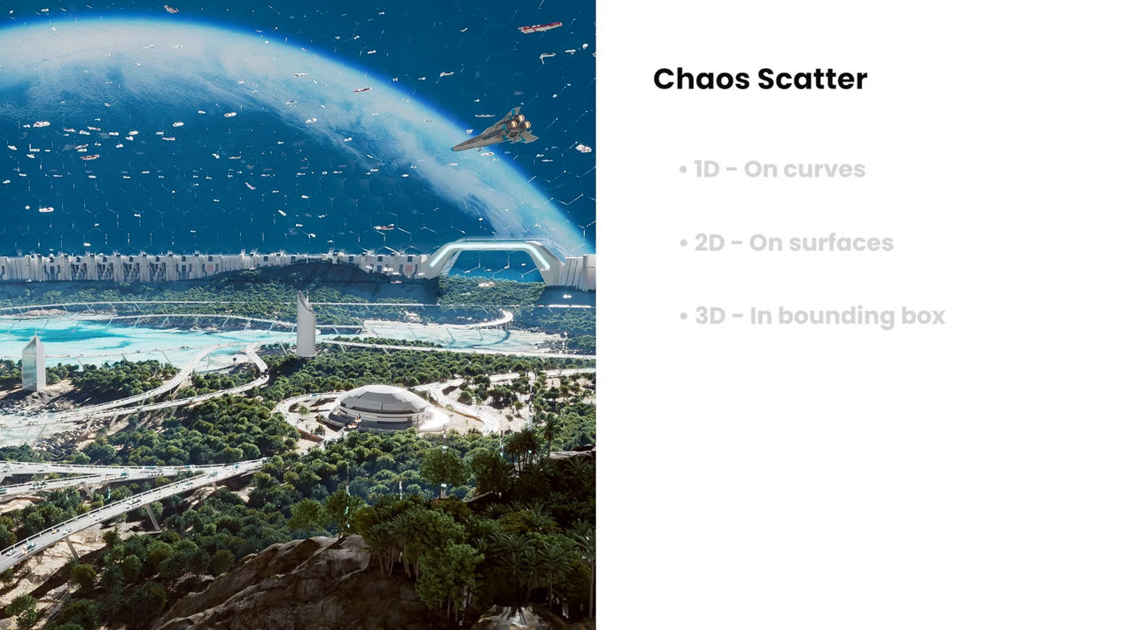I'll start by exploring the different scattering modes the tool provides. First, we'll take a look at the 1D mode, scattering on curves. We'll use this mode to distribute some vehicles along the road in the image. Next, we'll take a look at the 2D mode, scattering on surfaces. We can use this mode to scatter all sorts of objects on the ground, such as trees, rocks, grass, and so on. Finally, we'll use the 3D mode, bounding box scattering, to distribute some spaceships in the sky. We can use an object bounding box as a volume in which the spaceships will get scattered. Let's jump right into Maya and get started.